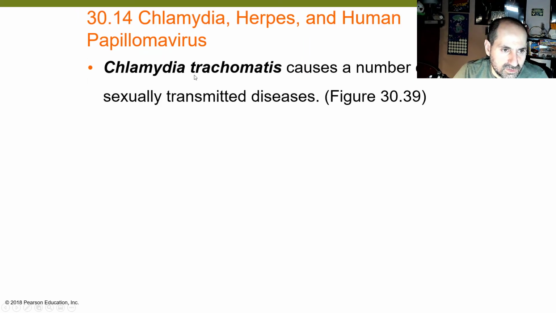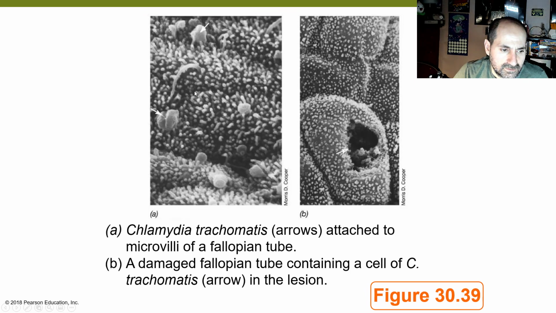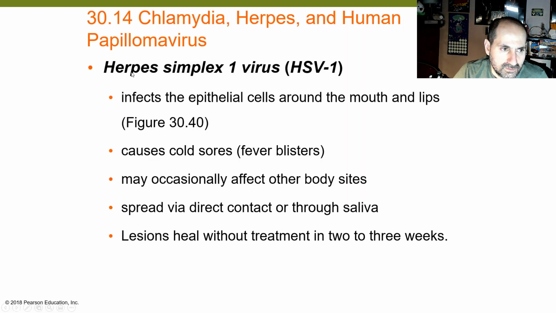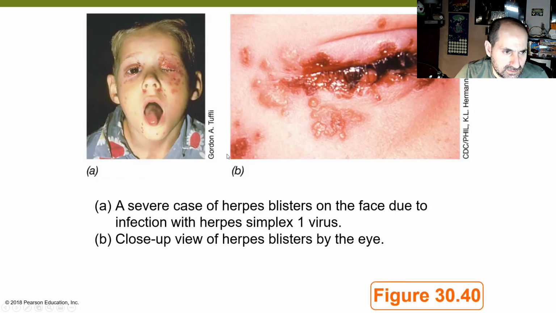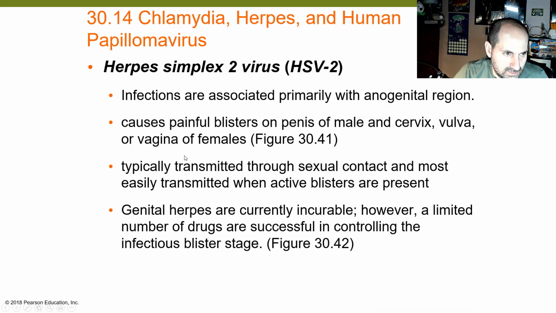We should know about Chlamydia trachomatis. We talked about herpes simplex virus 1. This one causes cold sores or fever blisters. And herpes simplex virus 2, this one causes painful blisters on the penis of the male and the cervix, vulva, and vagina of females.